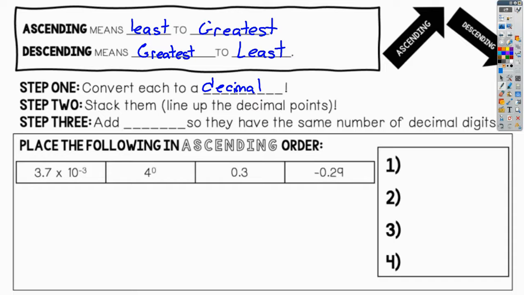So if I went ahead and did this, 3.7 times 10 to the third, that's a -3, so I'm going to go 1, 2, 3. So my number is 0.0037. 4 to the 0th power, that just equals 1.